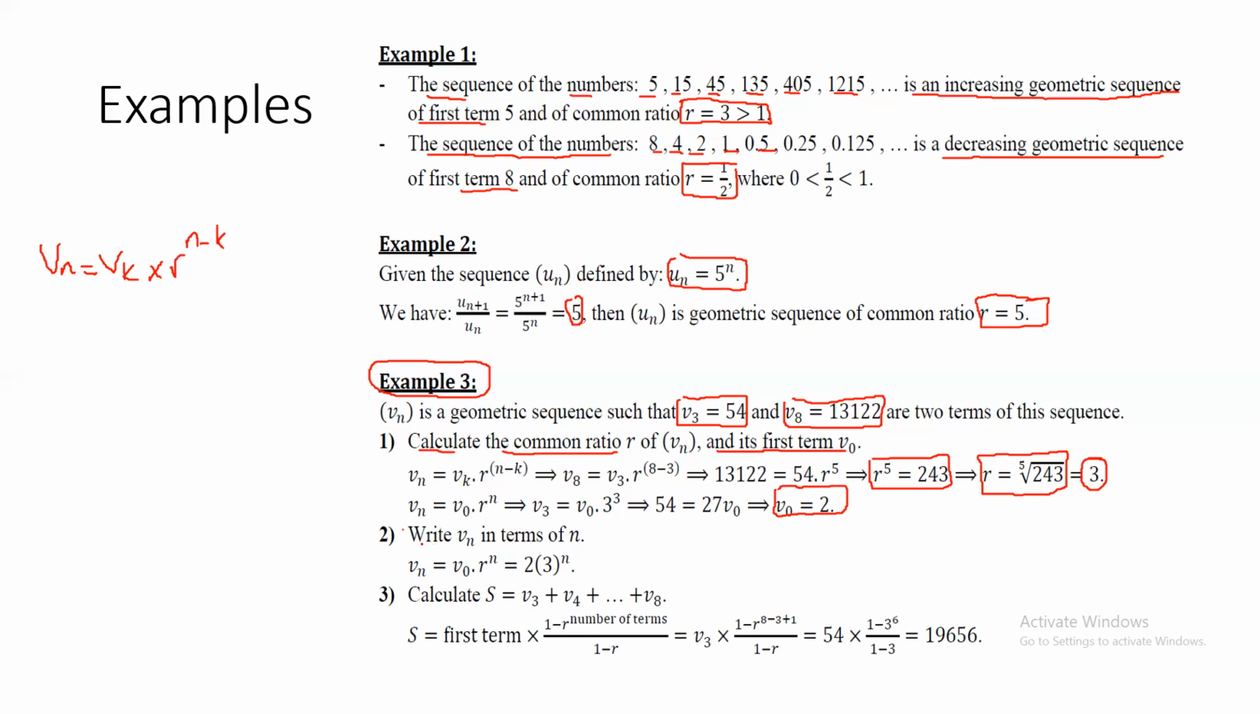Now write Vn in terms of n. I can write Vn equals V0 times r to the power n. V0 is 2 and r is 3, so Vn equals 2 times 3 to the power n.